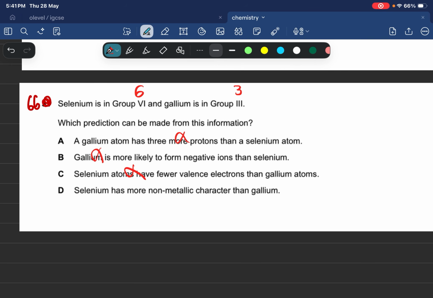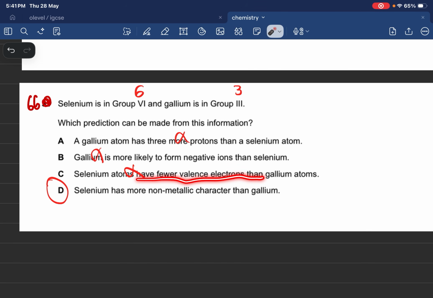Selenium has more non-metallic character than gallium. Yes. Look, selenium has fewer valence electrons. How is this possible? Selenium has 6, gallium has 3. Gallium is more likely to form negative ions. No, think about it, gallium like aluminum, and selenium like oxygen. So oxygen is going to form more negative ions. Aluminum tends to form more positive ions. So that's incorrect. Gallium atom has 3 more protons. No, that's not right. I'm actually laughing because if you look at the periodic table, there's going to be a lot of difference. So that's incorrect.